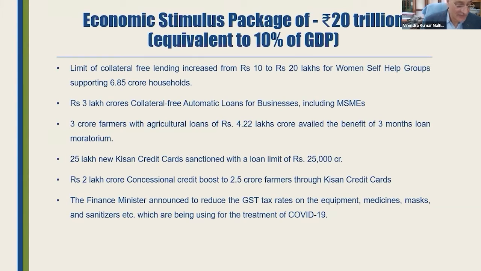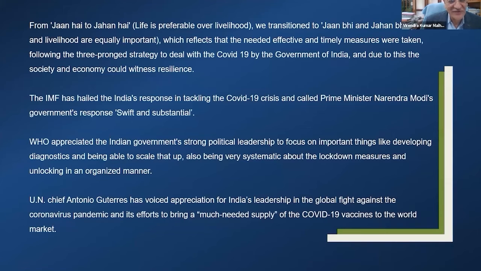As I said in the beginning, before I say thanks, from Jaan hai, Jahan hai, that is, life is preferable over livelihood, we transitioned to Jaan bhi and Jahan bhi, that is, life and livelihood are equally important, which reflects the needed effective and timely measures taken following the three-pronged strategy to deal with COVID-19 by the government of India. And due to this, the society and economy could witness resilience. Then there are a few appreciations from IMF, WHO, and UN Chief Antonio Guterres.